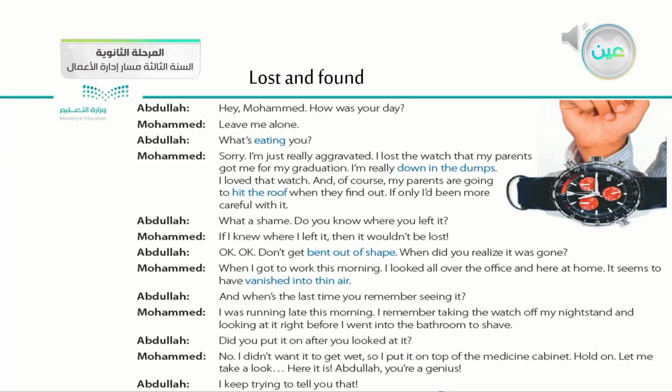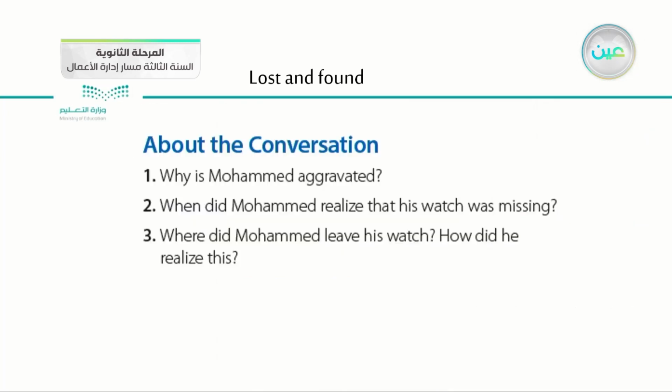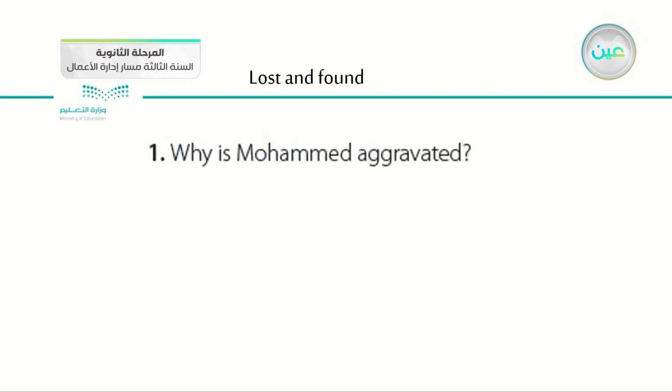So this is the conversation we listened to, and of course we discussed some of the details. Here are some questions related to the conversation, which are very important. The first question is, why is Muhammad aggravated? And when did Muhammad realize that his watch was missing? Where did Muhammad leave his watch, and how did he realize this? We'll, inshallah, go over these questions and do them together.